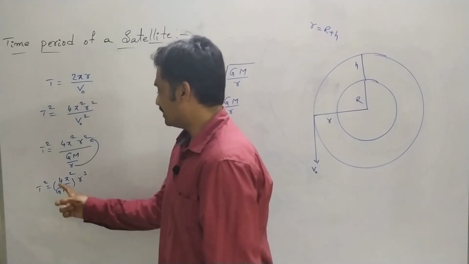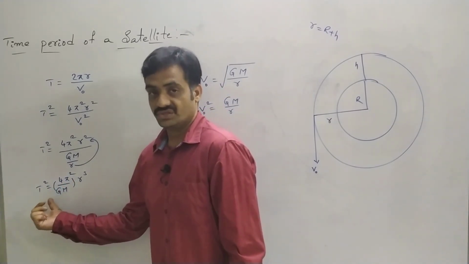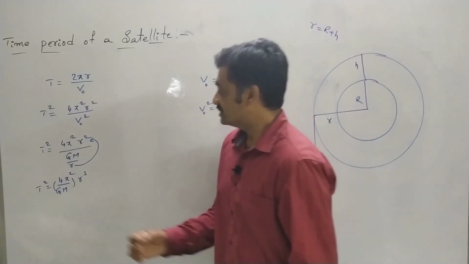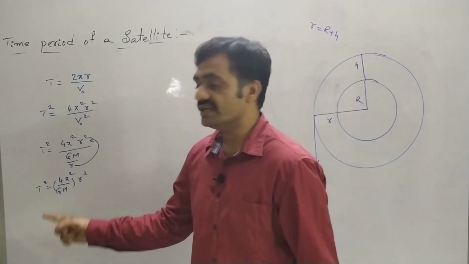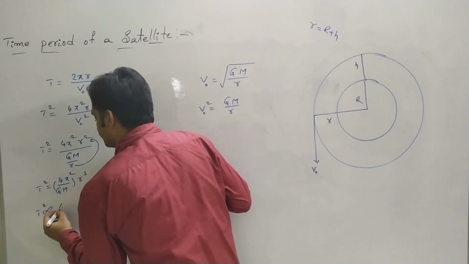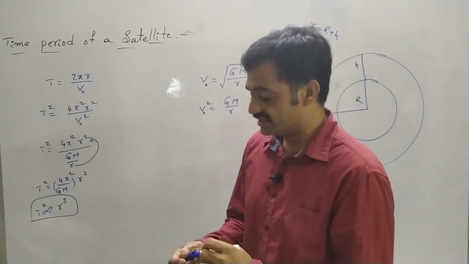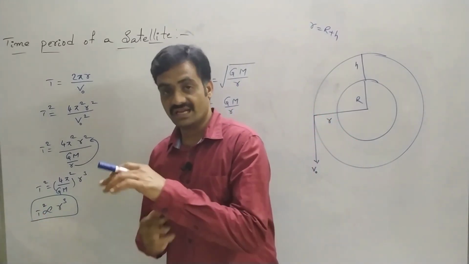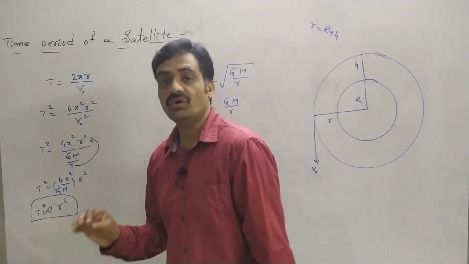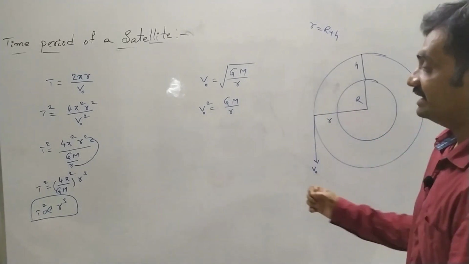Observe that 4 is a constant, pi square is also a constant, and G is the universal gravitational constant. M is the mass of the planet, it is not going to change. So if we consider 4 pi square by G M as a constant, we can represent that T square is directly proportional to r cube. Based on this expression, the square of the time period of a satellite around a planet is directly proportional to the cube of the distance of the satellite from the center of the planet.